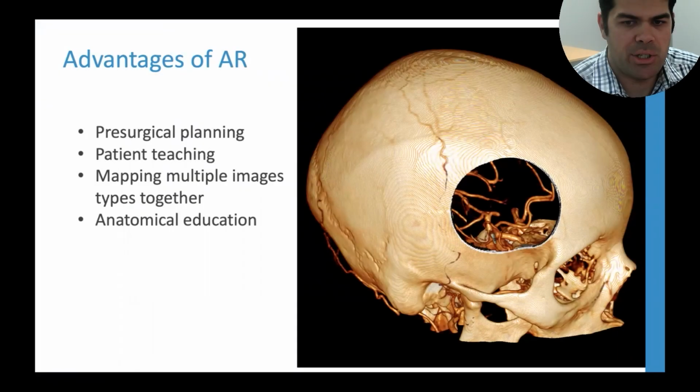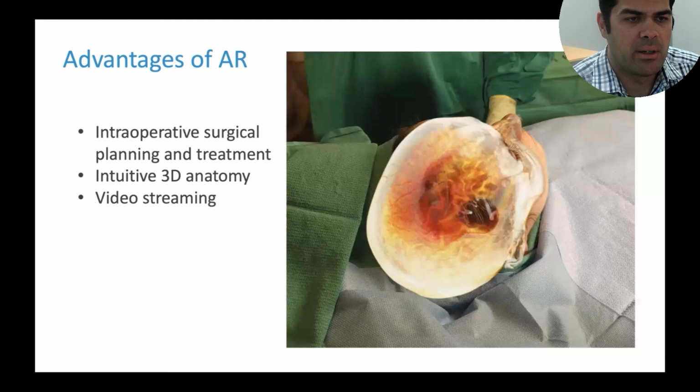We can use it for patient teaching, where we display tumors, display patients' anatomy so they can better understand their own pathologies. We can map multiple images together. CT and CTA, MRI, tractography can be interlaid on top of a surgeon's vision to help with surgical treatment. And we can use it for anatomical education. Many times when we're teaching residents and fellows, it's difficult to show three-dimensional anatomy. You can use this as a way of really honing in on 3D anatomy for a patient and helping a resident to understand how a surgery is being planned.